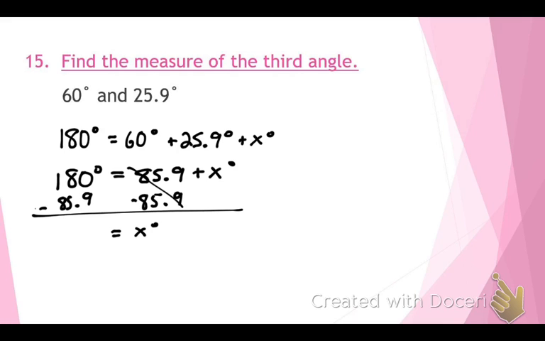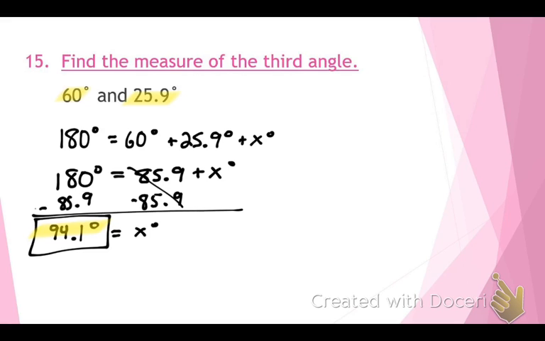And what is the third angle? 94.1 degrees. So here's what I want you to do. I want you to go ahead and add up the 60, the 25.9, and the 94.1. What should that equal? 180.